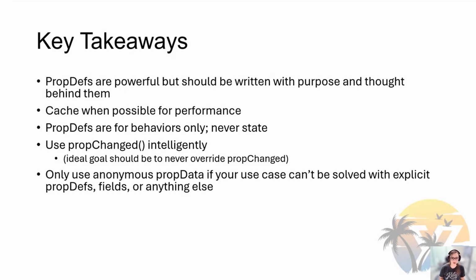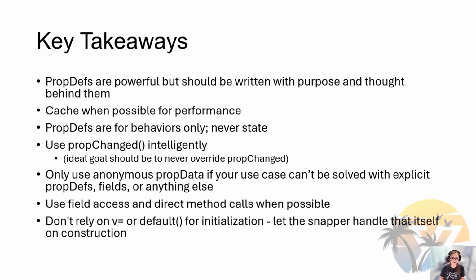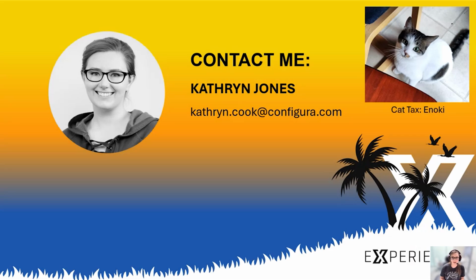Only use the anonymous prop data if your use case can't be solved with explicit PropDefs, fields, direct method calls, or anything else. Use field access and direct method calls when possible. Don't rely on v equals or default for initialization. Let the snapper handle it itself on construction because it's its job anyway. And avoid creating unnecessary objects, especially if you are writing an extension for users that will have giant drawings. And that is all.